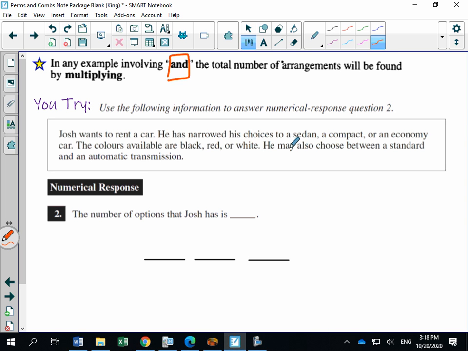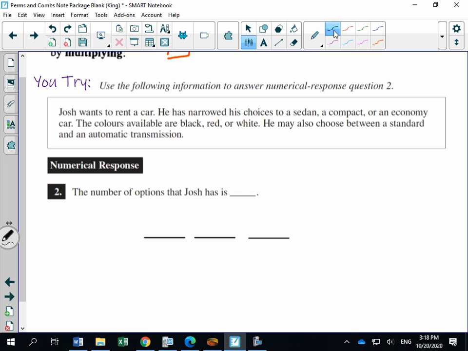Okay, so let's do this. This was a diploma question, and it involved the fundamental counting principle. Josh wants to rent a car. He has narrowed his choices down to a sedan, a compact, or an economy car. So the first stage is the type of car that he wants, and he can choose between a sedan, a compact, or an economy. So for the type of car, there's 3 different types. Then within these 3 different cars, he has to pick a color. The colors available are black, red, or white. So that would be our second stage, and there are 3 colors.